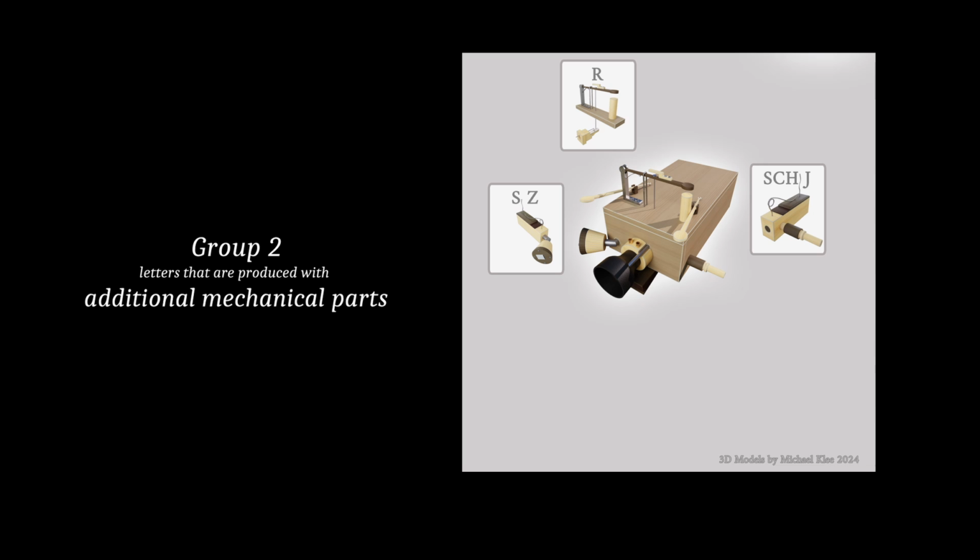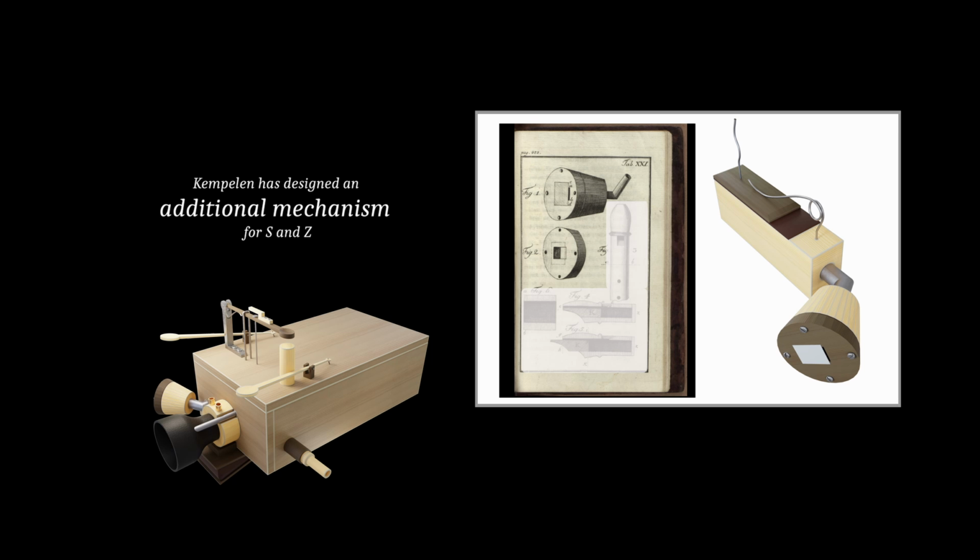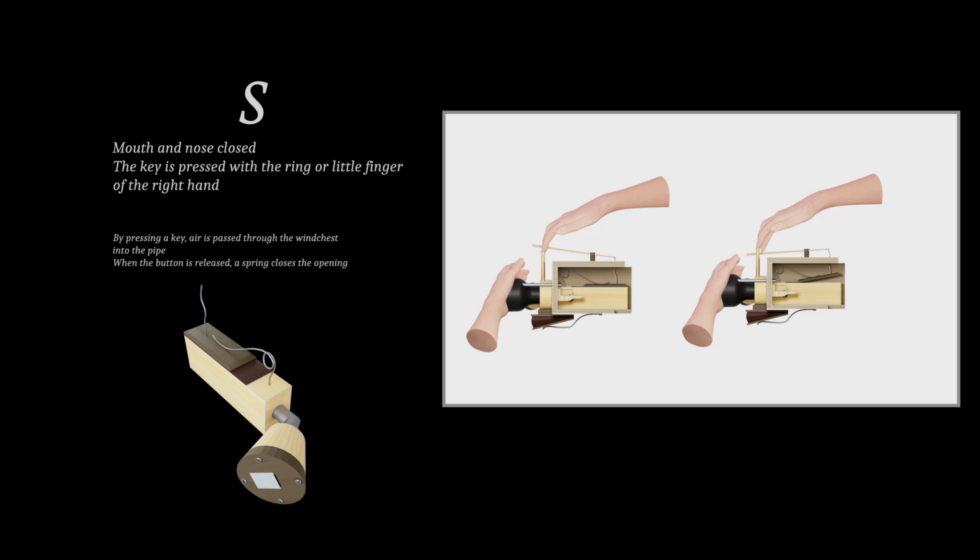Group 2: Letters that are produced with additional mechanical parts. Kempelen has designed an additional mechanism for S and Z. S: mouth and nose closed, the key is pressed with the ring or little finger of the right hand. By pressing a key, air is passed through the wind chest into the pipe. When the button is released, a spring closes the opening.